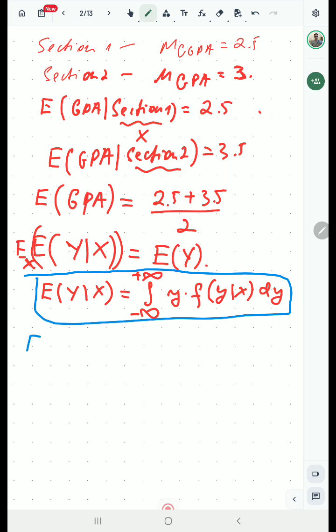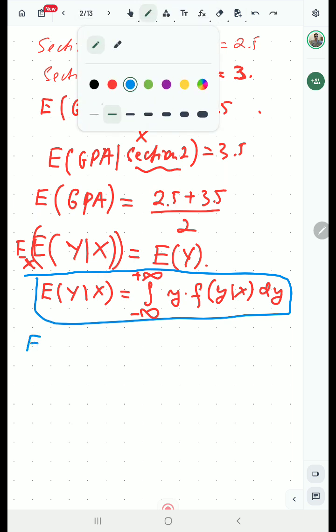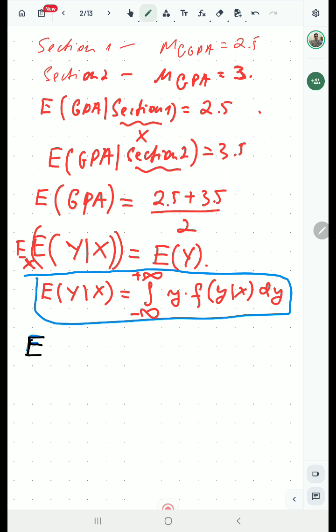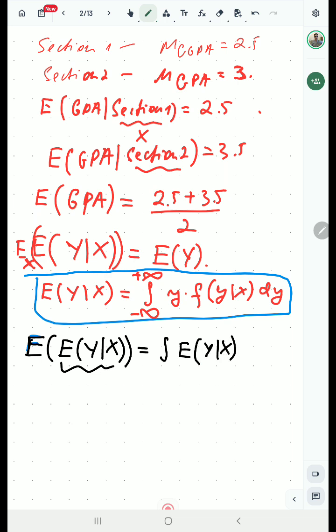Now let's find the expectation of the expectation of y given x. We said in the beginning that whenever you want to find the expectation of something, we just put that something under the integral sign. We want to find the expectation of the conditional expectation, so that something is just the conditional expectation itself. So let's put that under the integral sign.